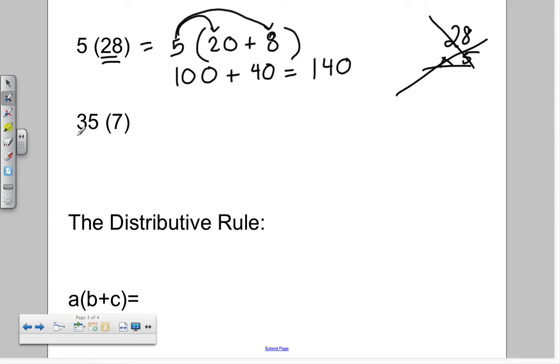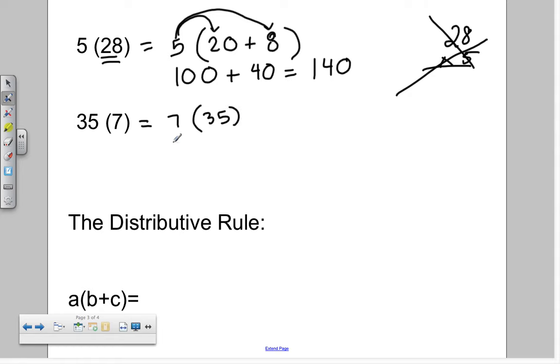Okay, this one is 35 times 7. So 7 is the single digit, so I'm going to keep 7 on the outside. I'm actually going to switch these because they have commutative property, so it doesn't matter. My outcome will be the same if I switch the order. So I'm going to write it as 7 times 35.